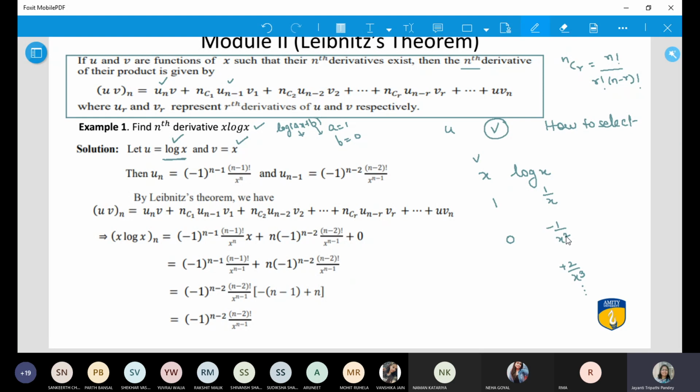So I am putting the value from here. un, that means d^n/dx^n of log x. What will it be? This is minus 1 to the power n minus 1, factorial n minus 1, upon x to the power n. You can see from here, this is the first derivative, this is the second derivative, this is the third derivative, and so on. So you have written un is this. When you have un is this, then un minus 1 is this. No problem in understanding this?